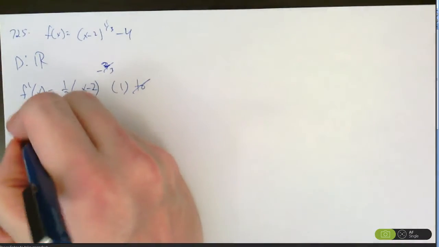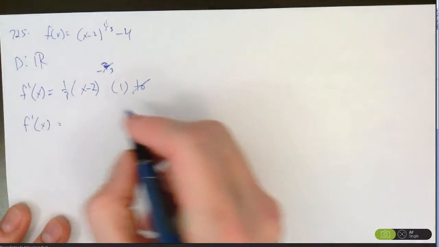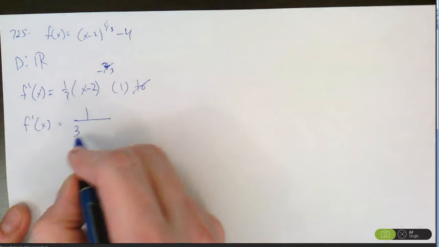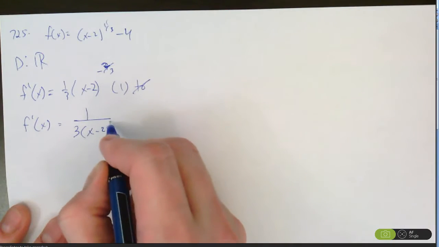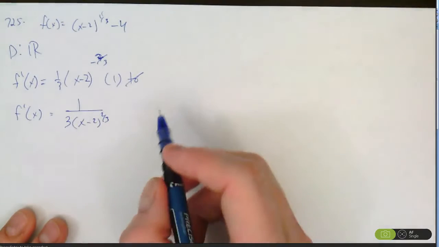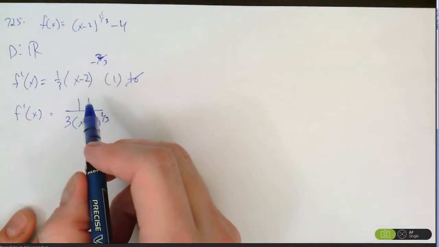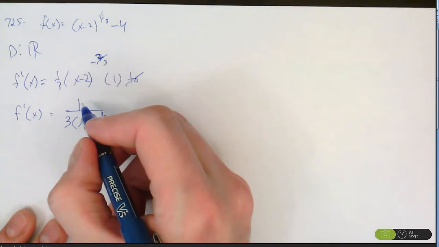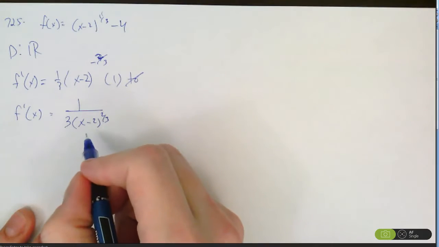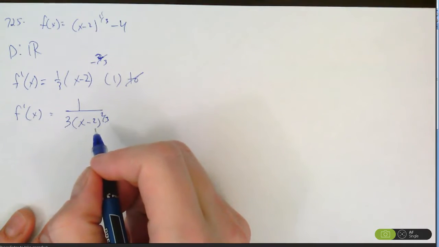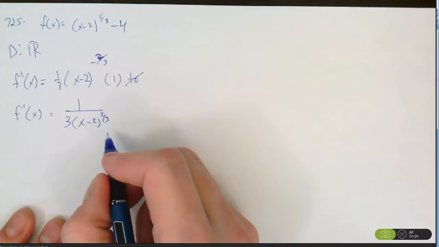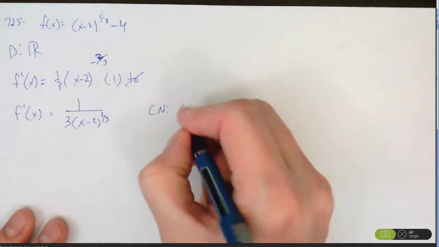So f prime of x, if I rewrite this, is 1 on top over 3 times (x minus 2) to the 2/3 power. Now, what's important about this is I can't make this equal 0 because 1 on top will never be 0. However, I will have a critical number at x equals 2 because it makes the denominator equal 0, which makes it undefined. So we have a critical number of x equals 2.